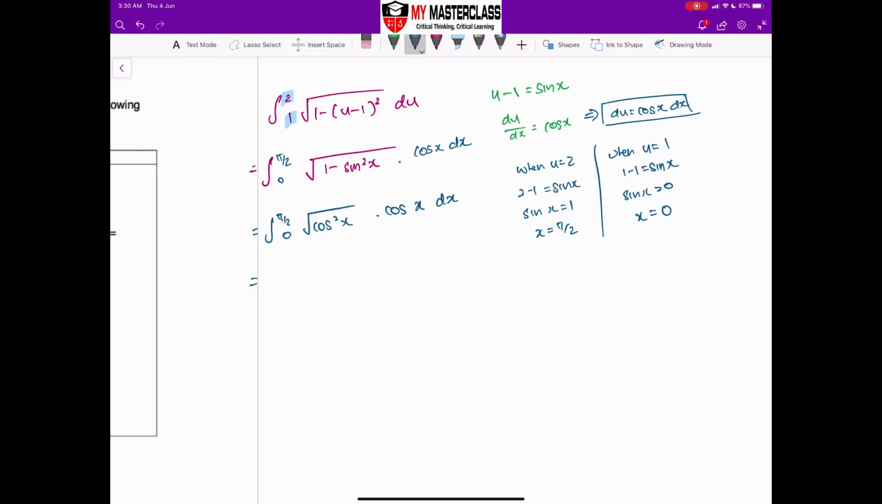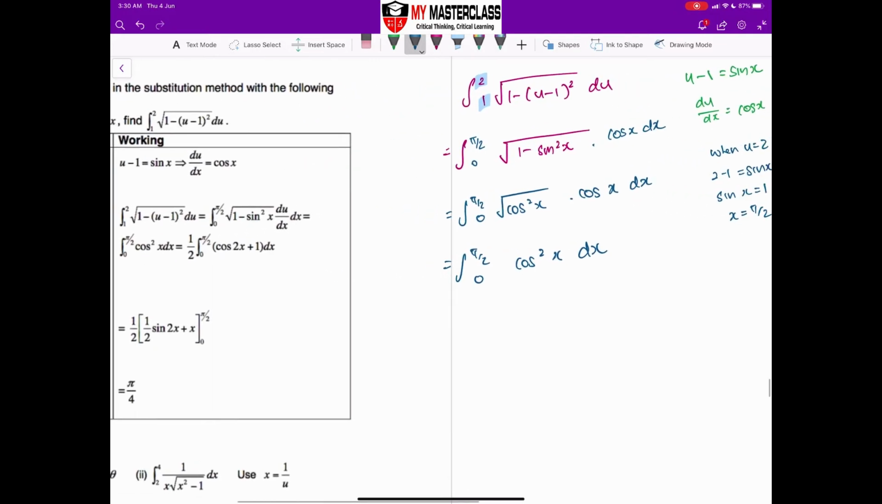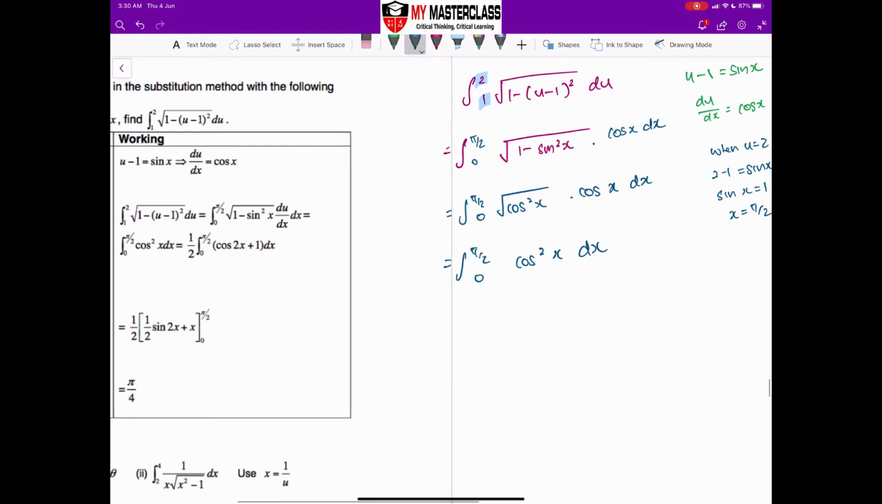Okay, so further simplify, I'll get cosine square x dx. Okay, how do I integrate cosine square x dx? This is in our MF formula MF26. We went through this before in our type 3 or type 4. I can't remember off my head. Okay, but essentially you need to learn how to integrate cosine square x.